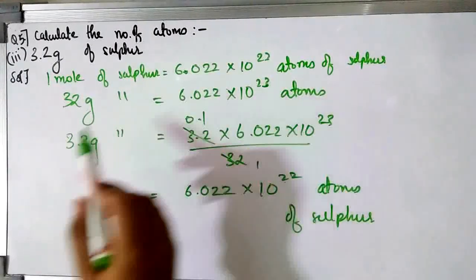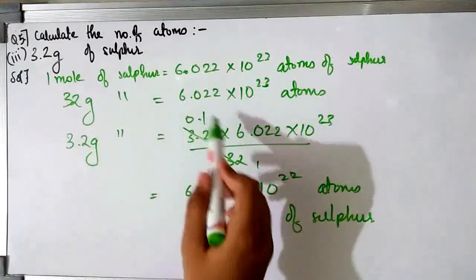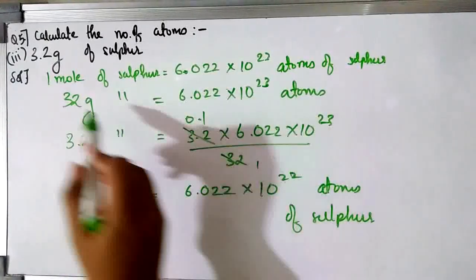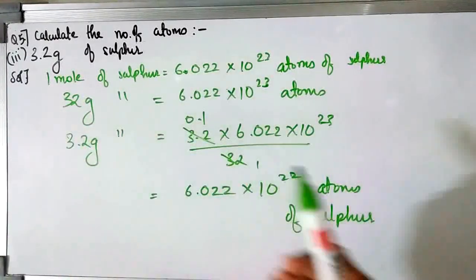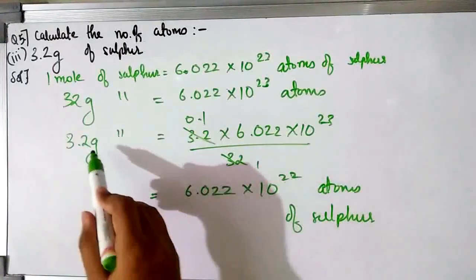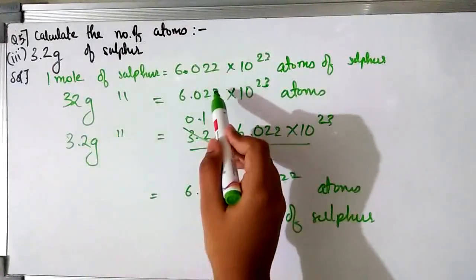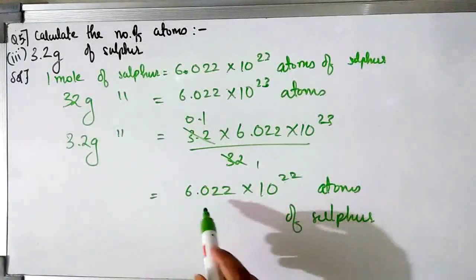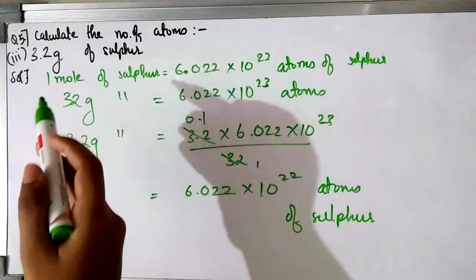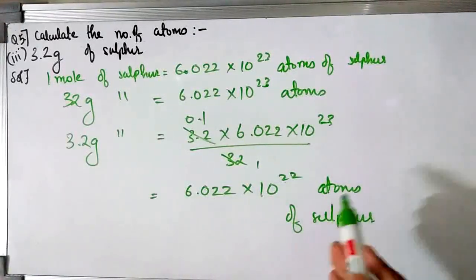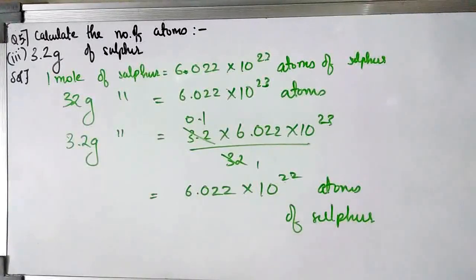So we found that 1 mole, which is nothing but 32 gram of sulfur, is having these many atoms of sulfur. So 3.2 gram of sulfur will have how many atoms of sulfur? That is nothing but 3.2 into this divided by this, the cross multiplication thing, you know it very well. When we solve it further, we found that 3.2 gram of sulfur is going to have 6.022 into 10 to the power 22 atoms of sulfur.